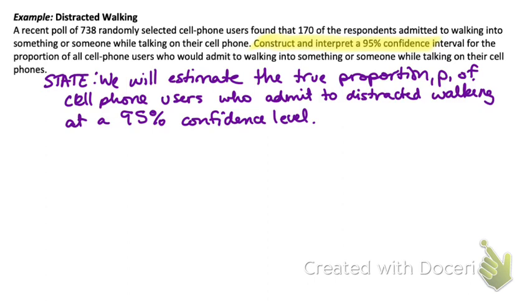We have communicated that we're doing a proportion problem. We have communicated that we're estimating. That means we're going to make an interval. And we have communicated the percent confidence that we're going to have. Every time we need to construct and interpret an interval, that is your introduction statement.